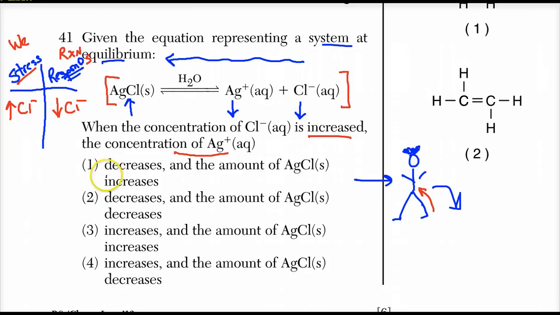So the concentration of the Ag+ is definitely going to decrease, and the amount of AgCl solid is going to increase as the reverse reaction is now faster in this initial shift than the forward, and that's what's going to happen. Now eventually it will regain equilibrium, but this is its first response, just like the first response of the person to regain their balance. 41 is 1.